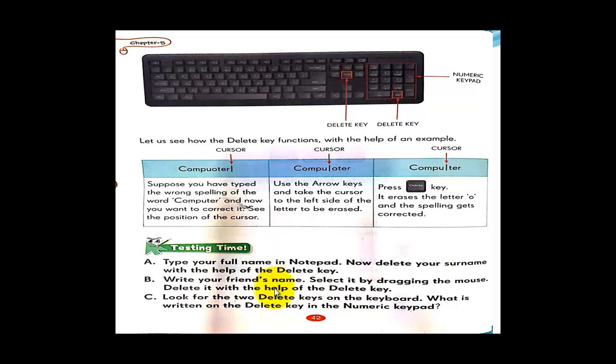Okay, suppose your friend's name is Jimmy. The spelling is Jimmy. Suppose if you want to delete your friend's name with the help of this delete key, you have to bring the cursor before the letter J, because your friend's name starts with J.